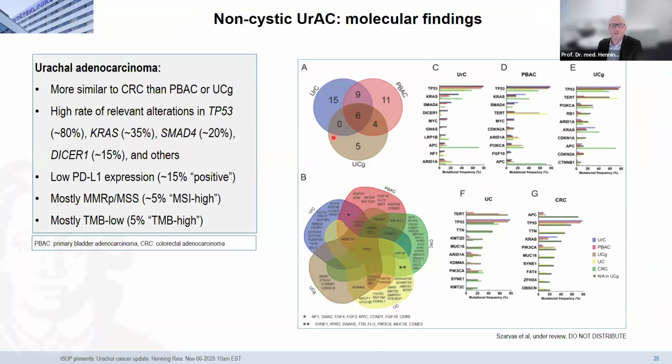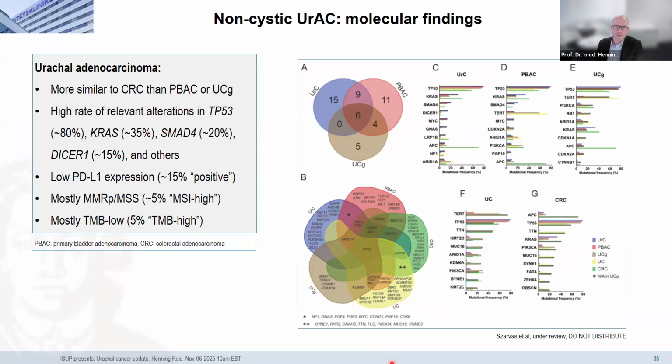So coming to molecular findings. Urachal carcinoma is on the molecular level kind of similar to colorectal carcinoma, more similar than to urothelial carcinoma, or even bladder adenocarcinoma. And that refers to the mutational profile, but also to the methylational profile, microRNAs, and other things.